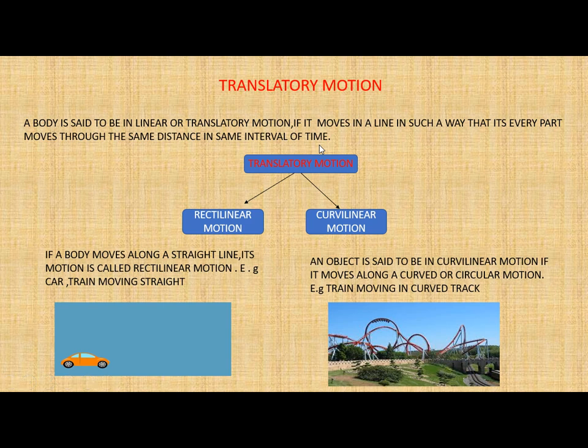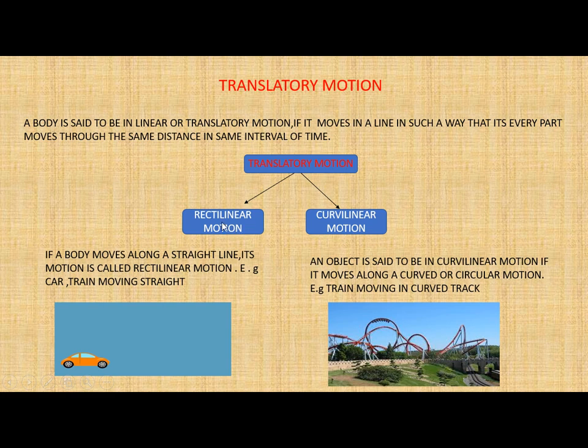Now suppose you are traveling in a train or by a car. When the car moves, all the parts of this car, or whoever is there in the car, or the car itself, they all will move through the same distance in a particular period of time. That is called the interval of time. It's not that one part will move faster and another part will move slower. It's not like that, but all will move through the same distance in the same interval of time. Now this translatory motion is of two types.